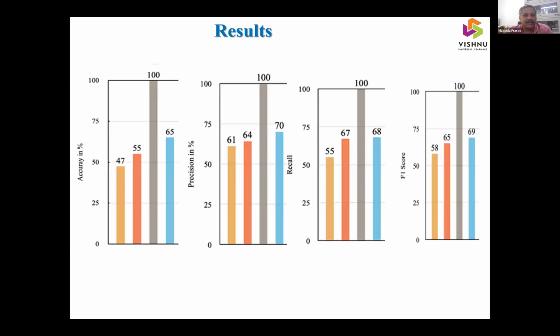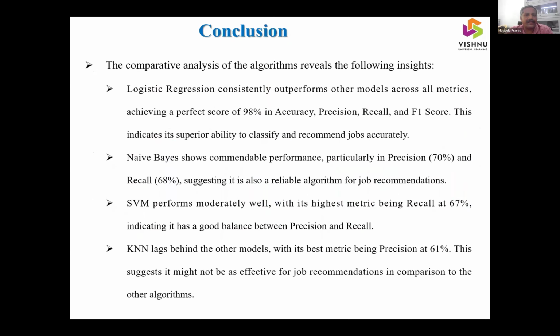And these are the results we obtained. Among all of them, we are getting the best results in logistic regression with 98%. Naive Bayes is next, with precision of 70% and recall of 68. In SVM 67, KNN performs very low.